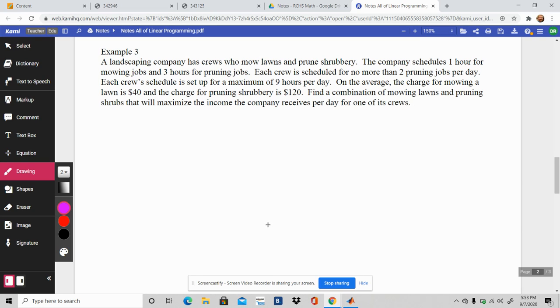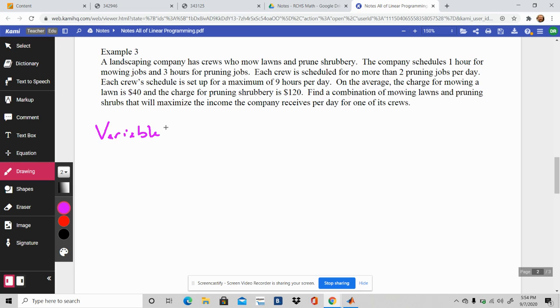Find a combination of mowing lawns and pruning shrubs that will maximize the income the company receives per day for one of its crews. All right, so once again, it's that last sentence. Almost always, that's going to give you a lot of key information to help you start to set up. So find a combination of mowing lawns and pruning shrubs. All right, that's going to be our variables.